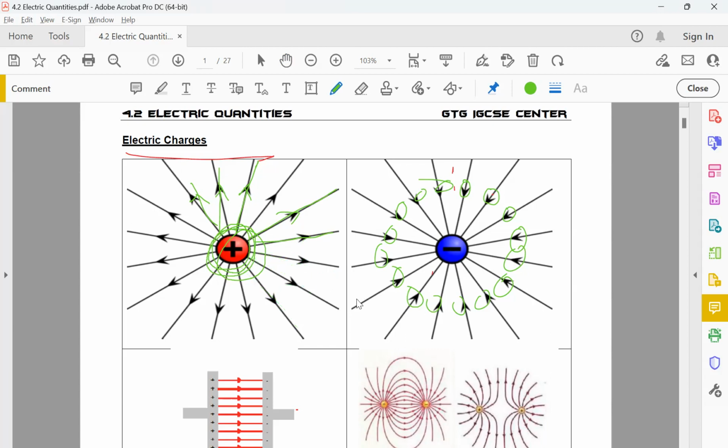Anyways, this is one interesting way to remember it. The positive places automatically, according to physics, will be going out, and the negative places automatically will go in. So it's just the physics of life.